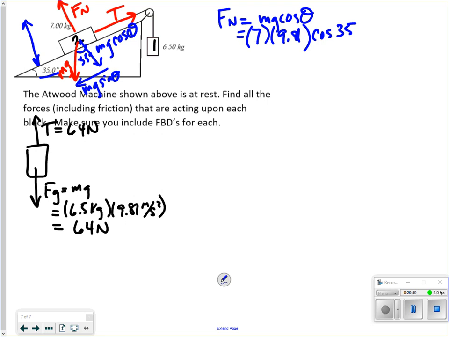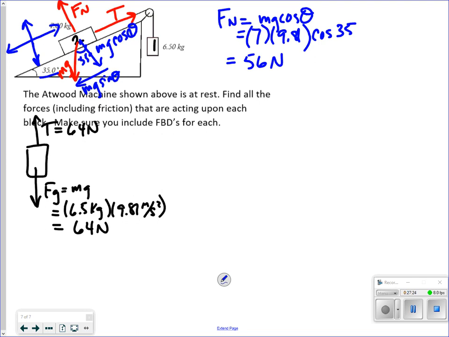So hopefully you can read my getting messier by the minute handwriting here. Cosine of 35. All right, this is going to be roughly 56 newtons. So that's my normal force going up. That one's pretty straightforward. Now, let's talk about the forces trying to go up or down the hill. These also have to be balanced, right? So let's think about this.